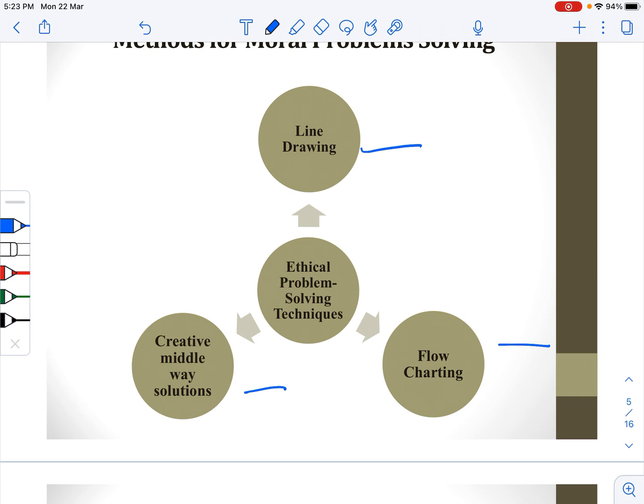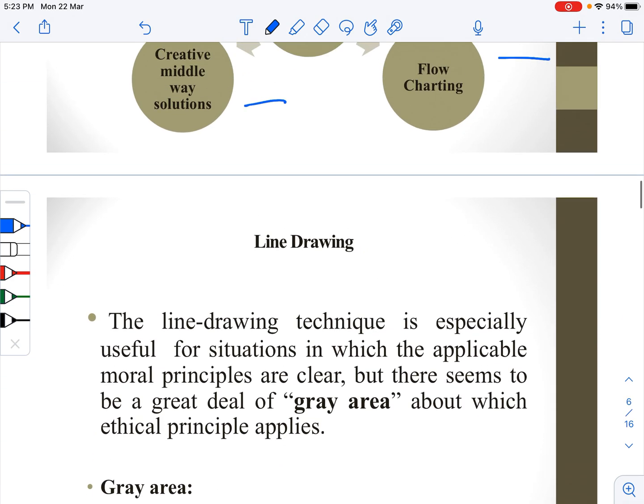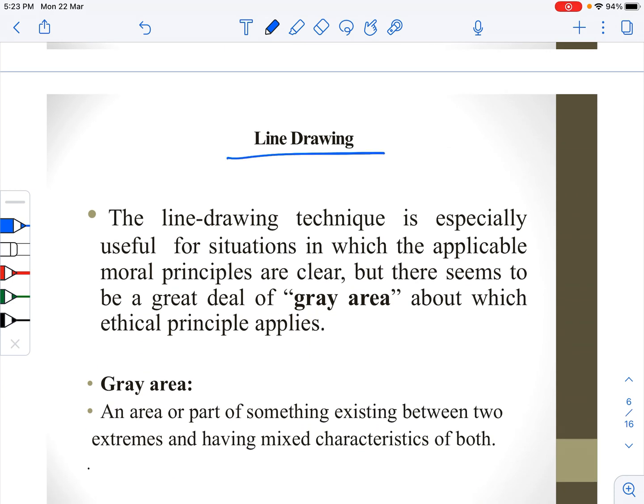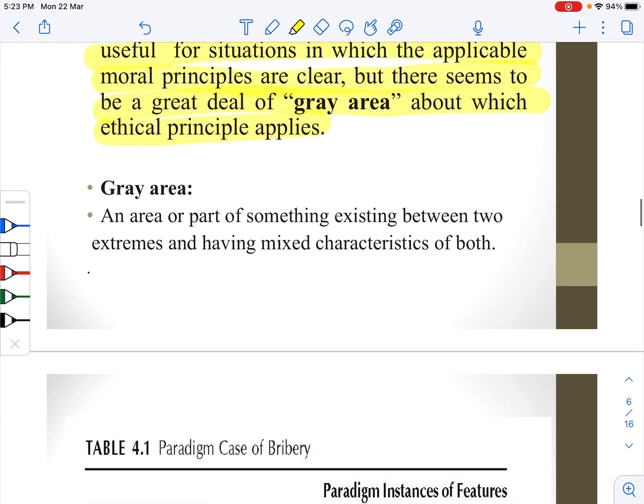Okay, so we'll go through now what these three are. The first one is line drawing. The line drawing technique is specifically useful in situations in which the applicable moral principles are clear, but there seems to be a great deal of grey area about which ethical principle applies. What does grey area mean? Grey area means an area or part of something existing between two extremes and having mixed characteristics of both. Grey area means something that you're not sure about. It's not really clear whether it's actually wrong or right.